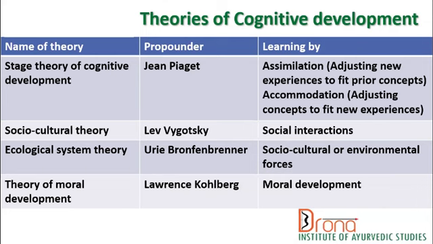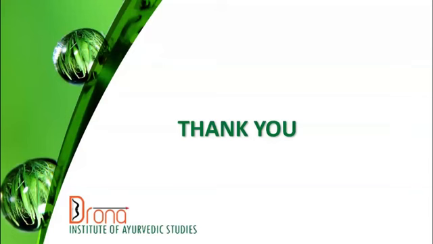The second one is socio-cultural theory, which is proposed by Lev Vygotsky, and learning is through social interactions with other people. Third, ecological system theory, which is proposed by Urie Bronfenbrenner, and learning is through socio-cultural or environmental forces. And the last one, theory of moral development, which is proposed by Lawrence Kohlberg, and learning is through moral development. Thank you.